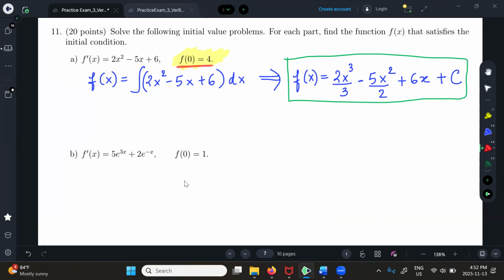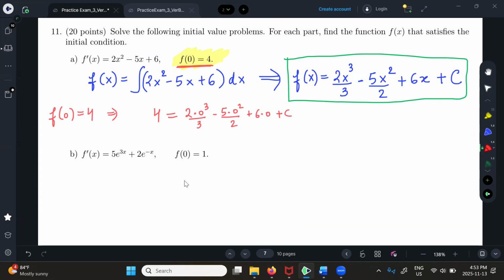Use this. f(0) equals 4 means when x is 0, the function becomes 4. It's not c, it's the value of the function. You have to find c. So the function becomes 4 equals, plug in 0 for x. So 0 cubed over 3, 0 squared over 2, 6 times 0 plus c.